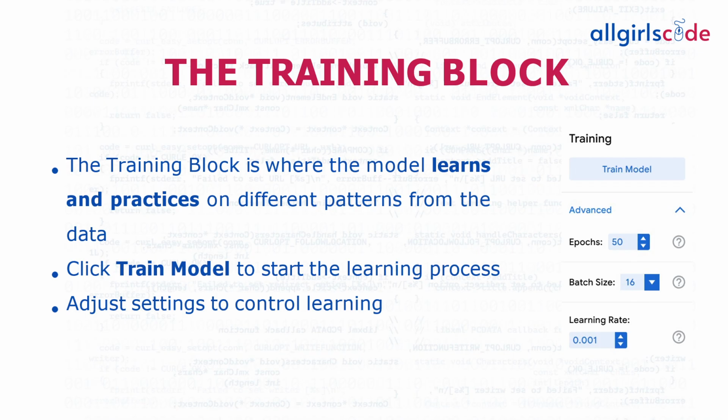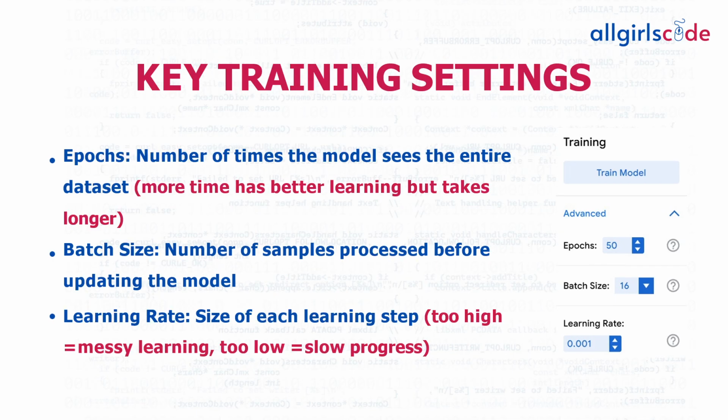Here's where the machine learning algorithm gets to work. It looks for patterns, color, texture, shape, and builds a set of rules in its memory. The end result is our trained machine learning model. Three controls guide the learning. Epochs, how many times the model studies all your data. Batch size, how many samples it processes at a time. Learning rate, the size of each adjustment it makes while learning.